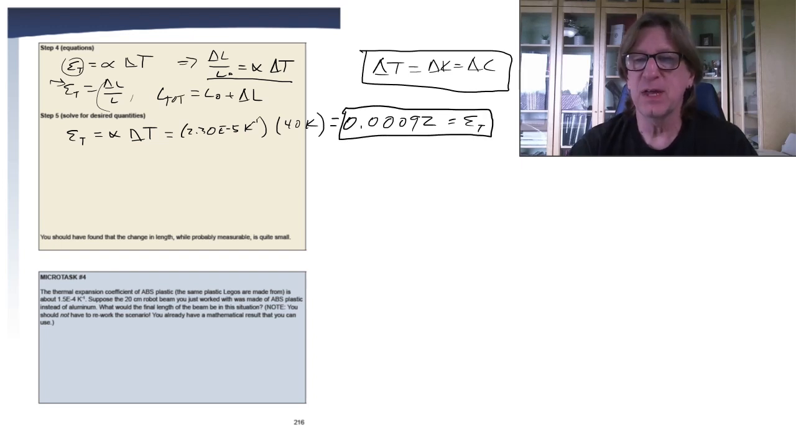And if you're thinking of it in terms of a percentage, it's very close to 0.1%. So it's going to expand by less than 1%, about 1/10 of a percent. So that's not a lot. That's probably going to be a pretty good design for us. All right, so that answers the first part.